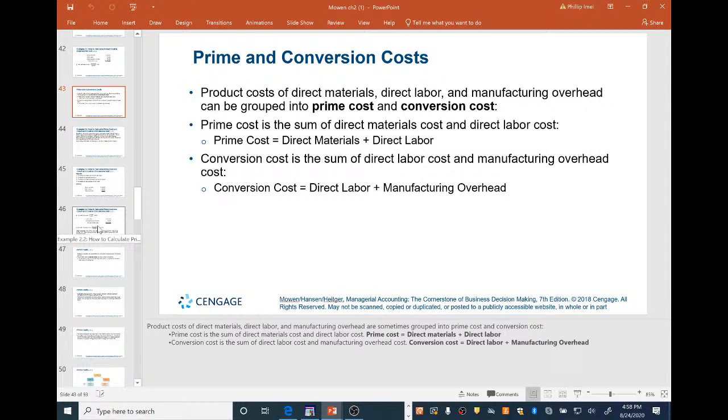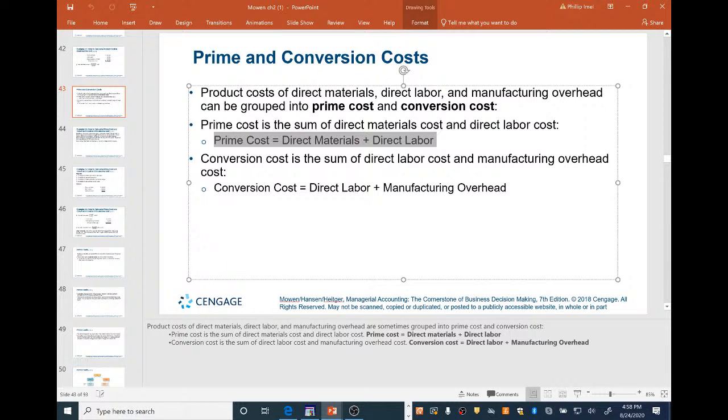So now let's talk about prime and conversion costs. Product costs of direct materials, direct labor, and manufacturing overhead can be grouped into prime cost and conversion cost. Prime cost is the sum of direct materials costs and direct labor costs. You can see the formula here once again: prime cost equals direct materials plus direct labor. Why do you think it might be called prime cost?